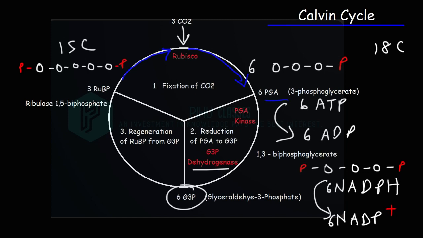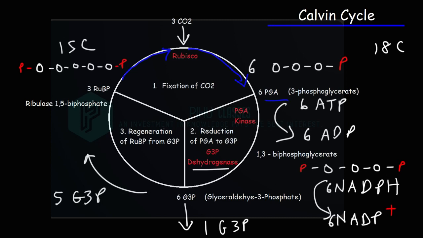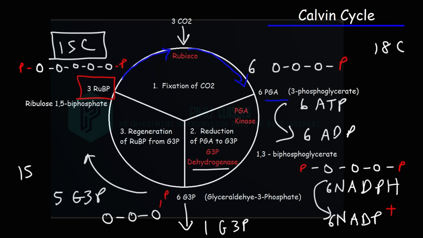Now at this point, we're going to get 6 G3P molecules. One of the 6 G3P molecules is going to be used to produce sugars like glucose and fructose and things like that. The other 5 G3P molecules are used to regenerate the 3 ribulose biphosphate molecules. So keep in mind the total number of carbons here is 15. Each G3P molecule has 3 carbon atoms, and it has a phosphate group on carbon 3. So 5 times 3 gives us a total of 15 carbons, which is what we started with.